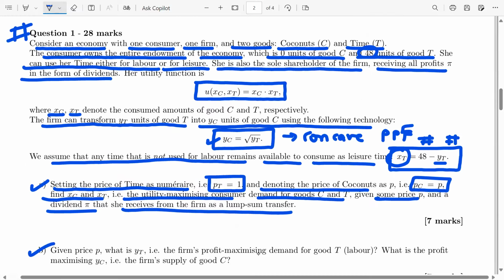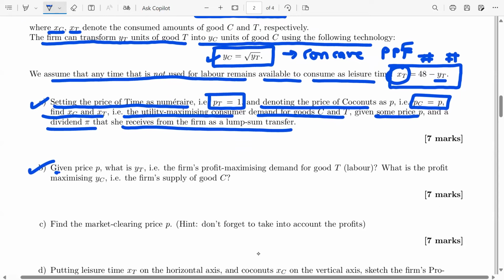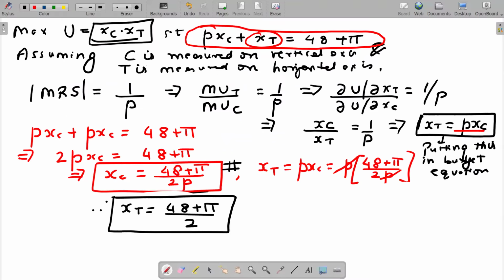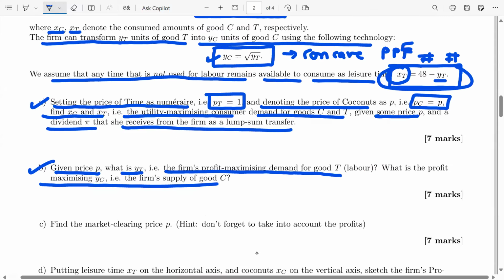Let's look at part B. Given the price P, what is YT, the firm's profit maximizing demand for labor? And what is the profit maximizing YC? So I need to find YT and YC. So first of all, recall what is XT? XT is equal to 48 minus YT, if students can recall. Remember, it was given to us in the question. See? XT is equal to 48 minus YT.